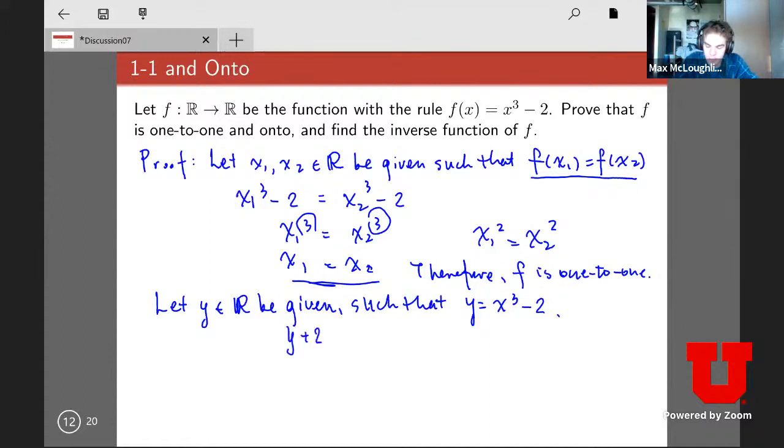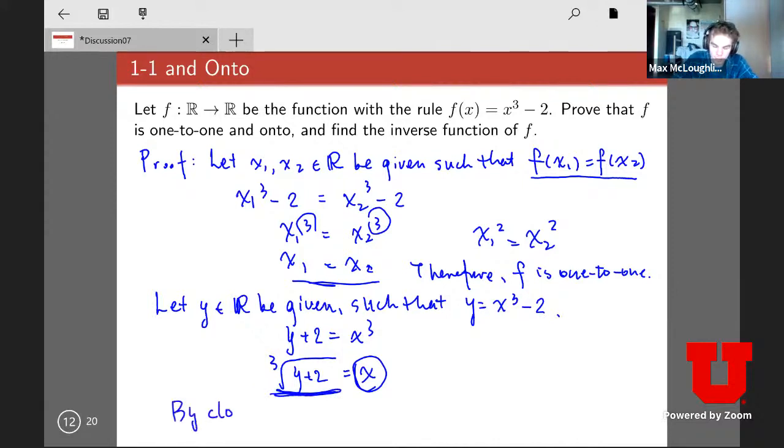So we're going to solve for x. We have y plus 2 is equal to x cubed. And then we just take the cube root, right? So there's one last step we need to do before we can conclude that this function is onto. We need to show that x is actually in the domain of the function, so we need to show that x is actually in R. But that's simple, right? We just need to show that this part is in R. And that's definitely in R by closure of R under basically everything.